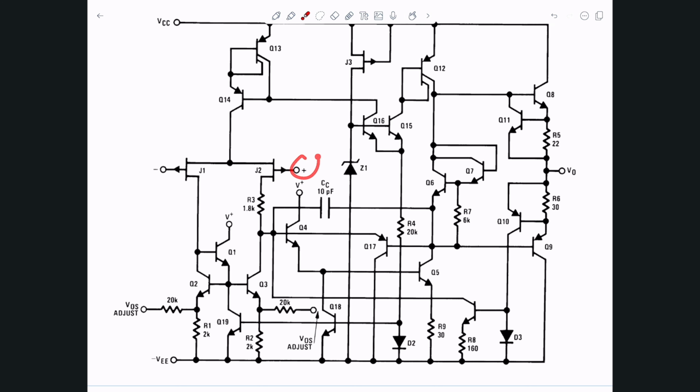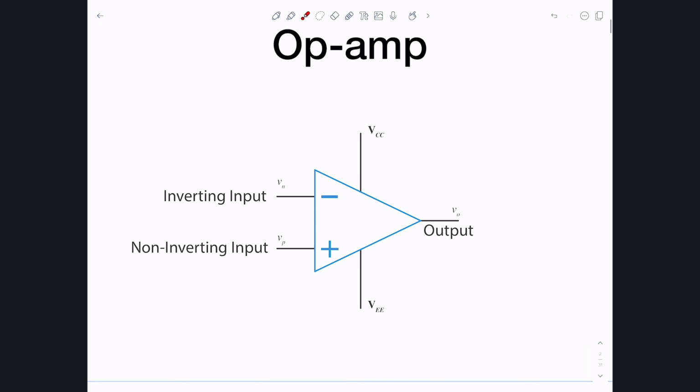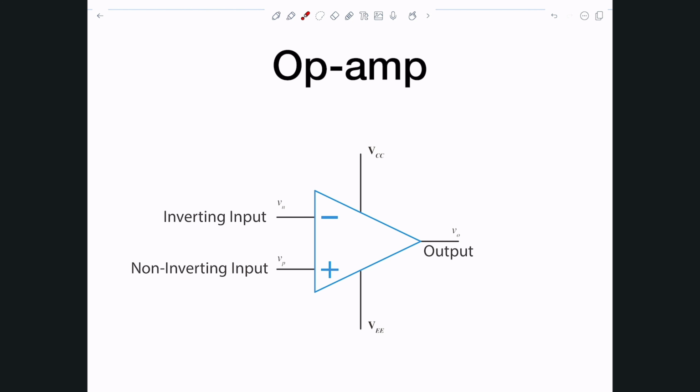Probably here, this is the positive input, this is the negative input, this is the VCC, this is the VEE, and this is the V output. So we just summarize it with this particular symbol, and that's it. We just go on from there.